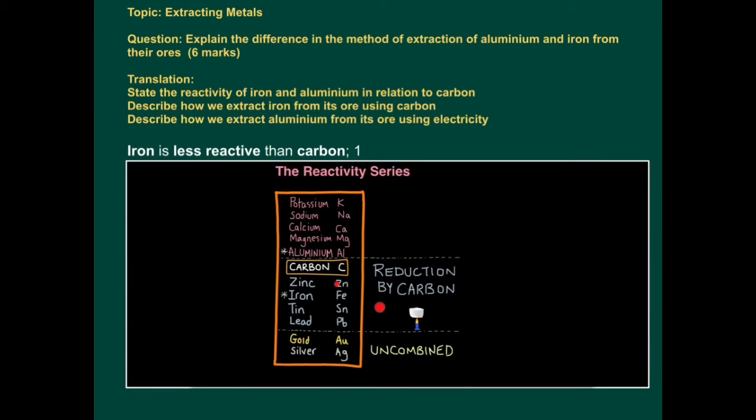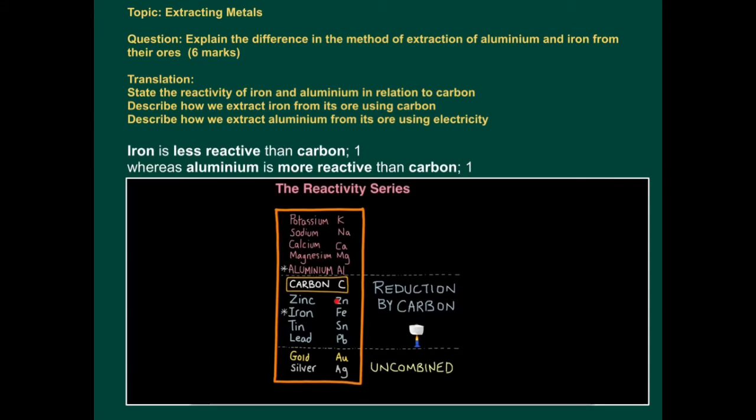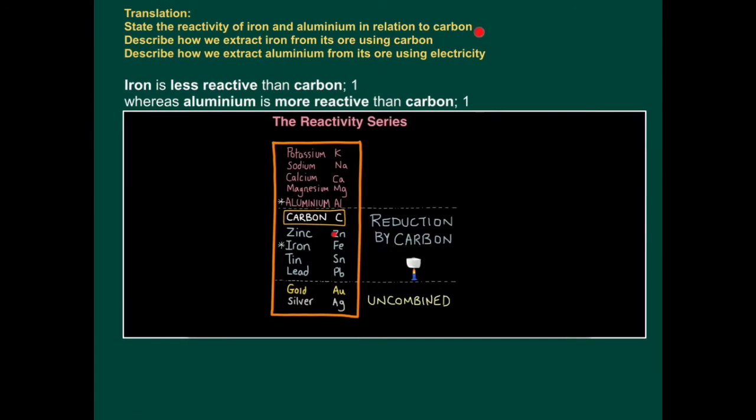So firstly, if we look at the reactivity series, iron is less reactive than the very cheap element carbon. You can see iron is below carbon, whereas aluminium is more reactive than carbon, that's why it's above it. So that deals with our first sub-question.